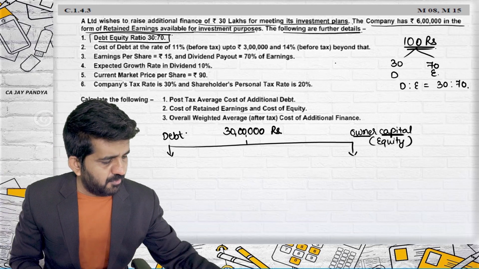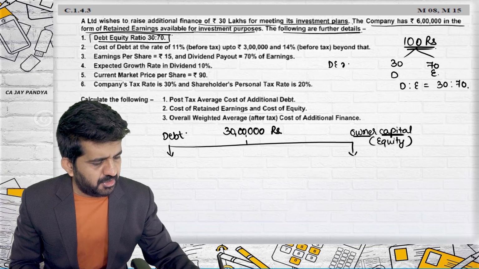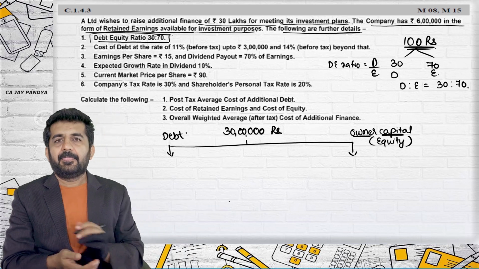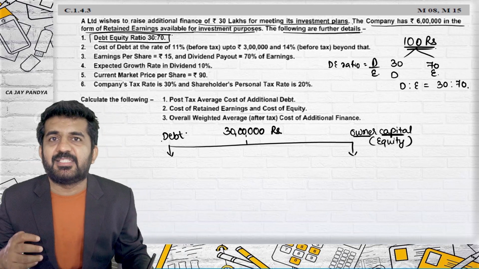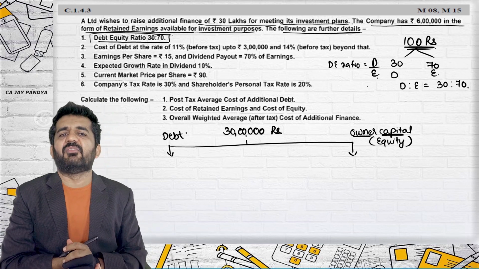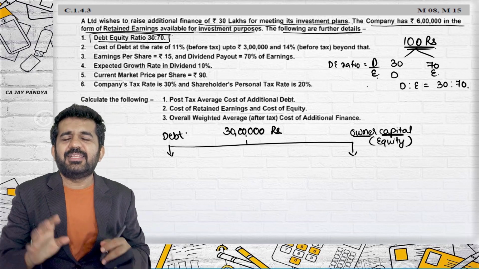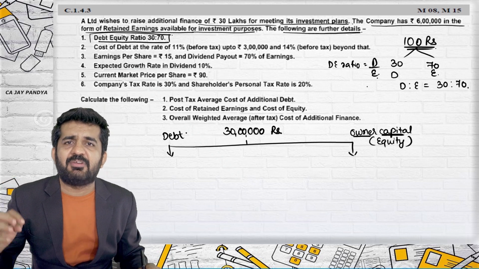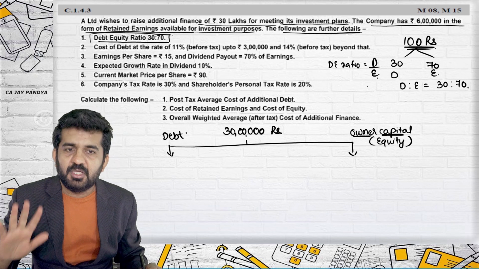Sir, what is the formula of debt equity ratio? Debt equity ratio is nothing but debt upon equity. This is 3 divided by 7 or 3:7. So 3:7 is nothing but debt divided by equity. That means 30% of your borrowing comes from debt and 70% of borrowing comes from equity.